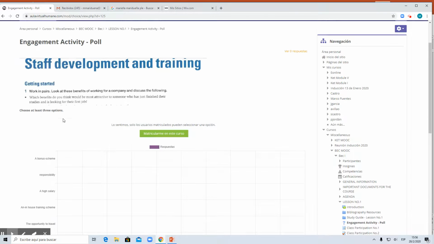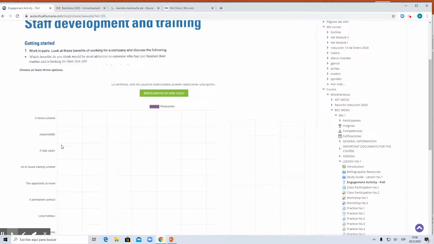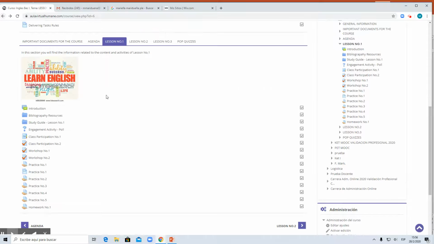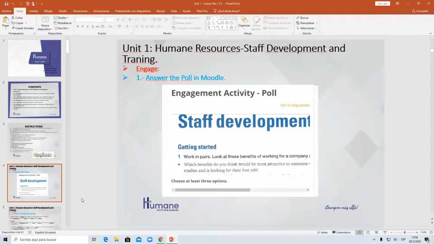Here it says, which of the benefits do you think will be most attractive to someone who has just finished their studies and is looking for a new job? You have to choose the answer according to the question. You can use 1 or 2 answers if you want, and then immediately you're going to find the final score at the end. Okay, so once you have done that, we're going back to the study guide.